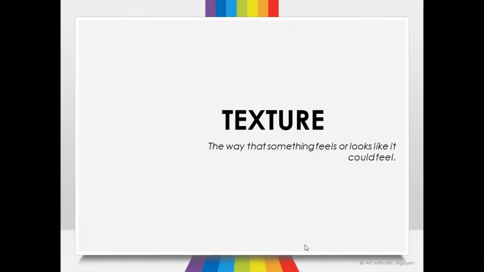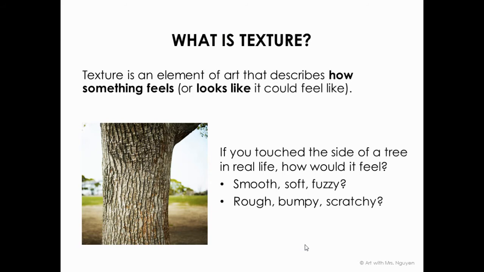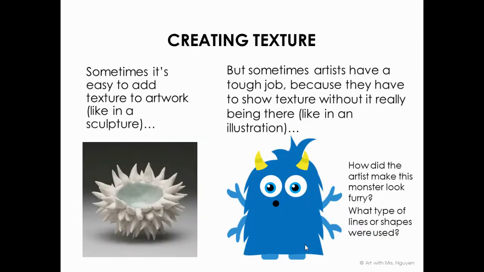The next element that we're going to take a look at is texture. How would you define texture? When we're talking about elements of art, texture is an element that describes how something feels, what it actually feels like, or how it looks like it could feel. Creating texture in art is sometimes easy and sometimes it's more challenging.